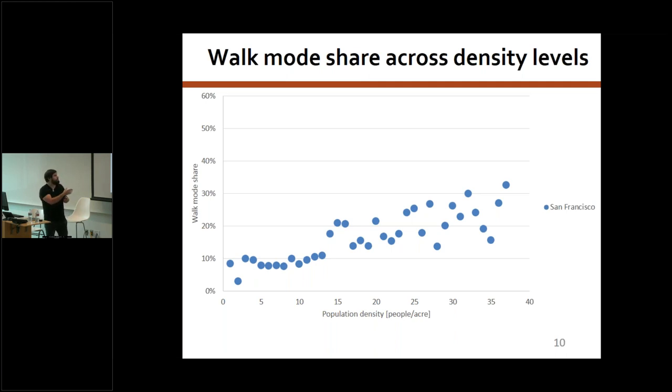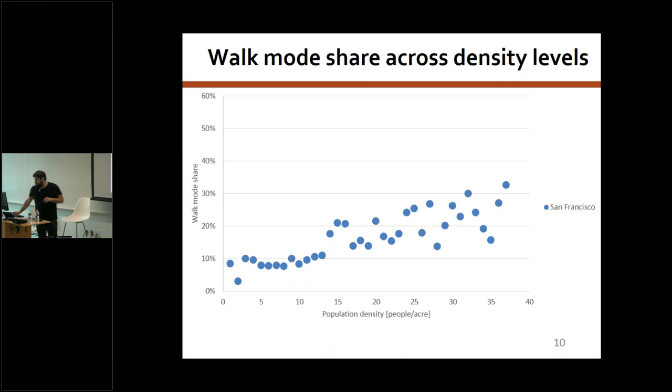So here, this graph shows we group all the block groups by population density, and then from the travel survey we estimate the amount of walking. So you see that in block groups that have 5 people per acre, you can see this amount of walking and so on. This is the case for San Francisco. And at the PI level, you see there's a more steady state at first, and then there's more noise.